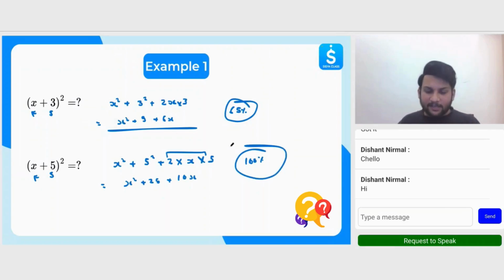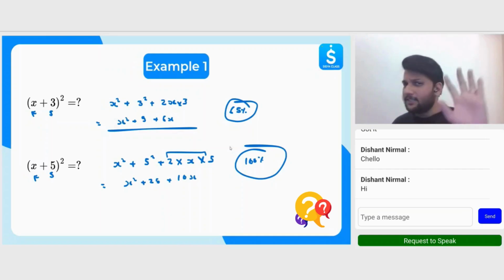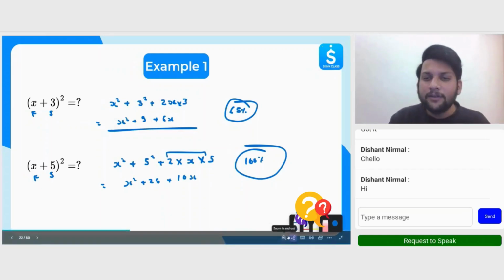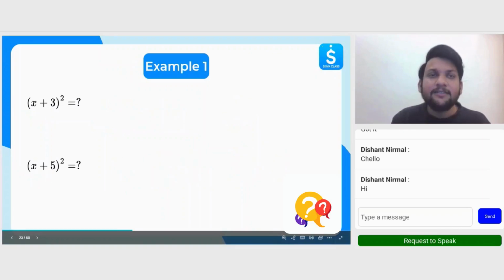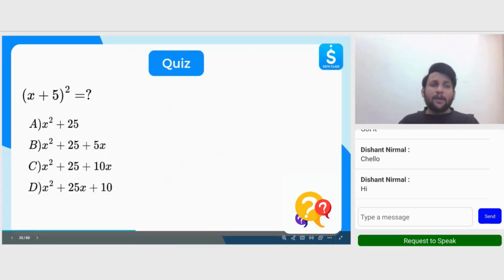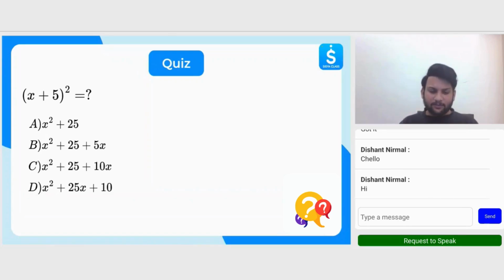Can I say, dear students, 100% clear? Yes or no? Great. Can we do one quiz? One very easy quiz in front of you. Can you tell me the answer for this question? What is (x + 5) whole square equal to? I'm going to give you, let's say, 30 seconds. Come on, tell me the answer. Right or wrong, doesn't matter. You have to attempt all the quiz.